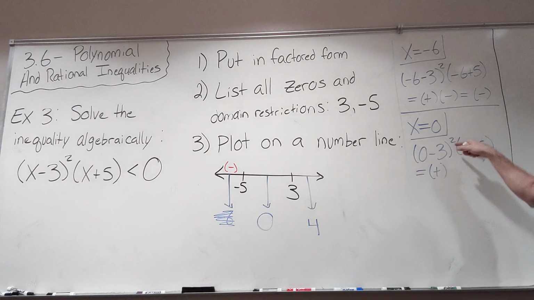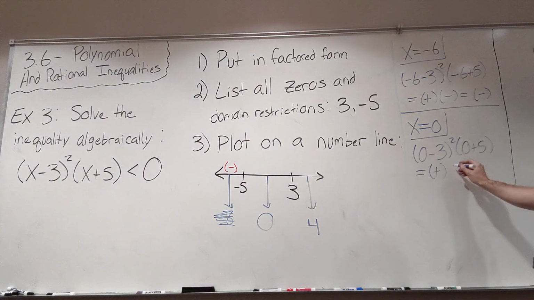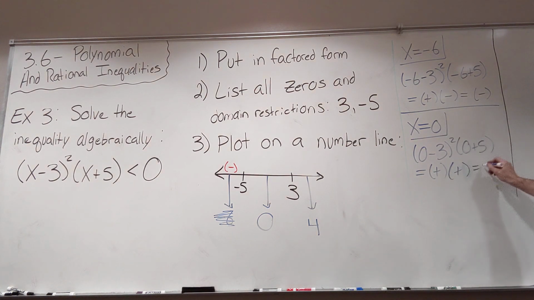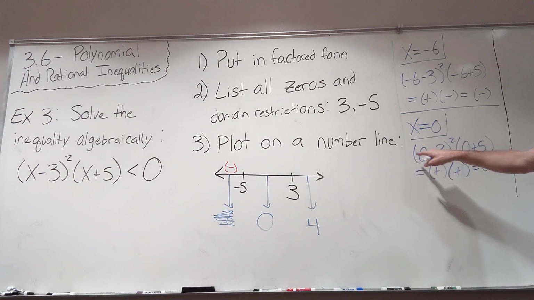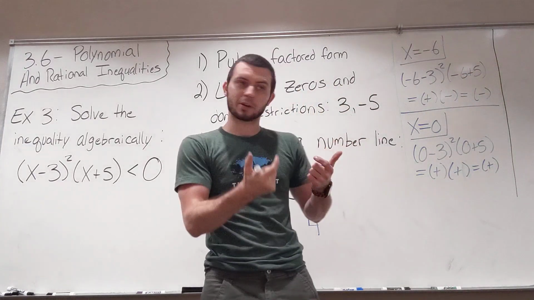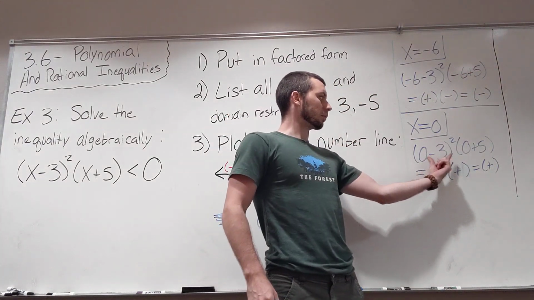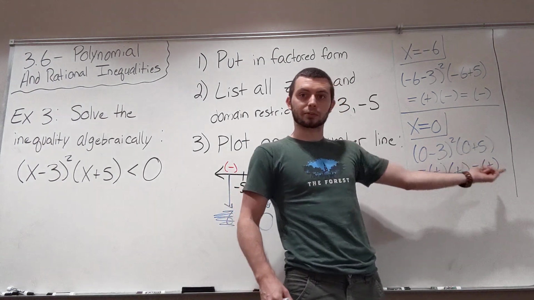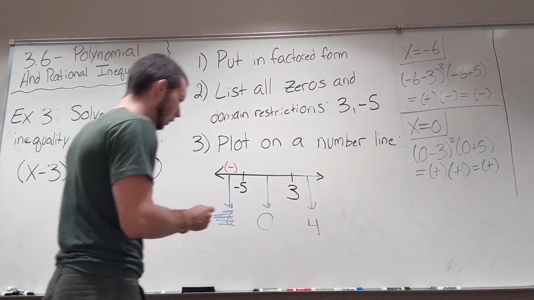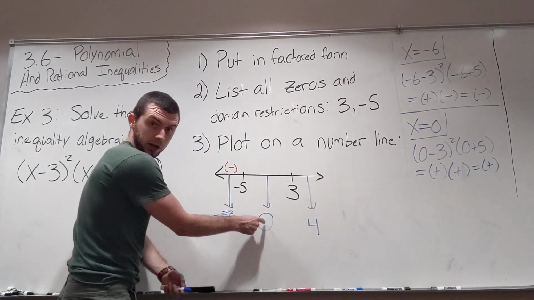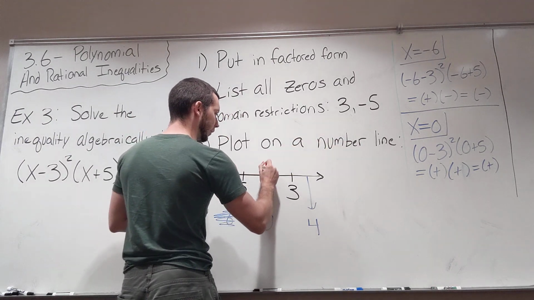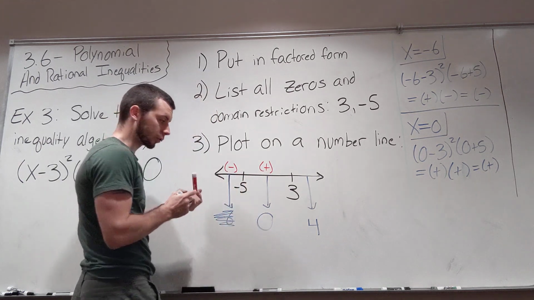0 minus 3 quantity squared is always positive, and 0 plus 5 is a positive number. Just a positive, which means we get a positive output. Again, you can plug all of this in your calculator if you want to, or you can break it up factor by factor like I did here. You get a positive number from here, a positive from here, a positive times a positive is a positive. It's up to you. But we do get a positive number, which means when we plugged in 0 for x, we got a positive number as our output, which means a positive would go up here, and we can now scratch out the 0.